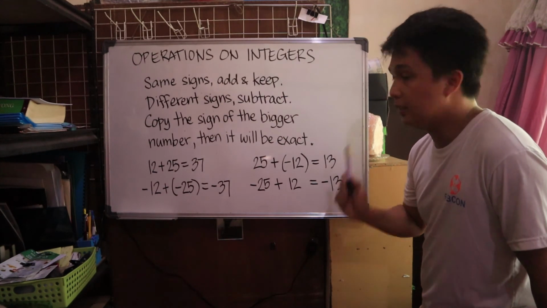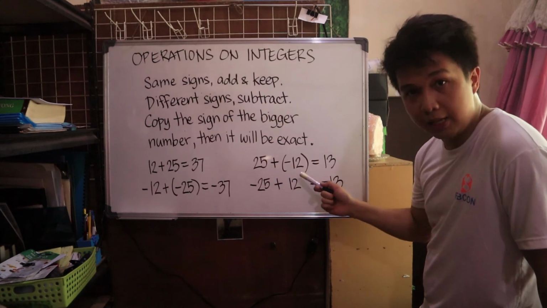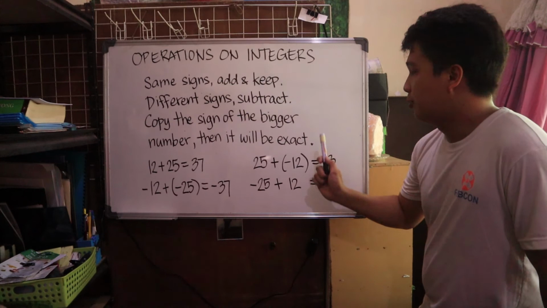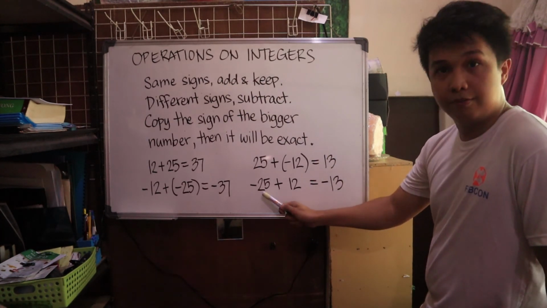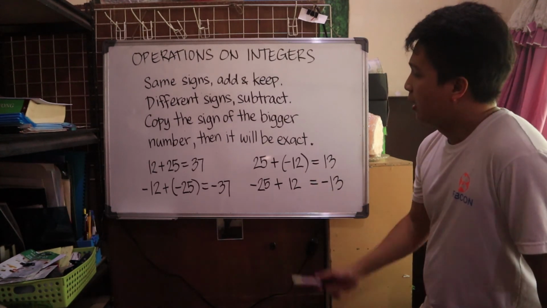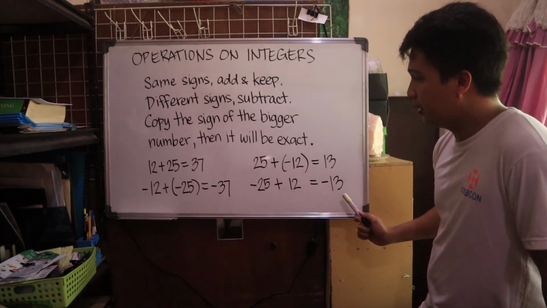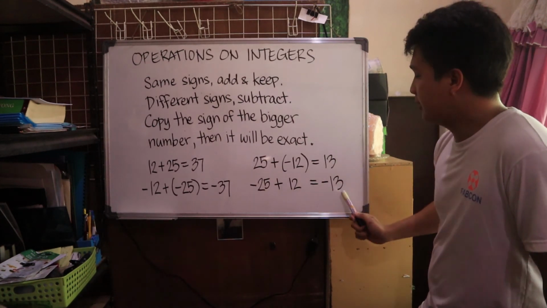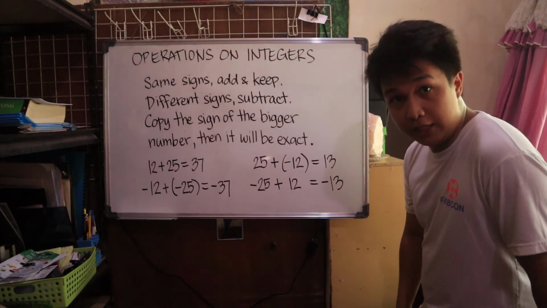Ang bigger nga number is 25. It's positive. So i-minus na sila. 25 minus 12, that's 13. You copy the sign of the bigger number. So positive 13. Okay? Let's try negative 25 plus 12. So negative 25 plus 12. 25 minus 12, that's also 13. Pero you copy the sign of the bigger number, so negative 13. Alright? So that's how you do addition of integers.